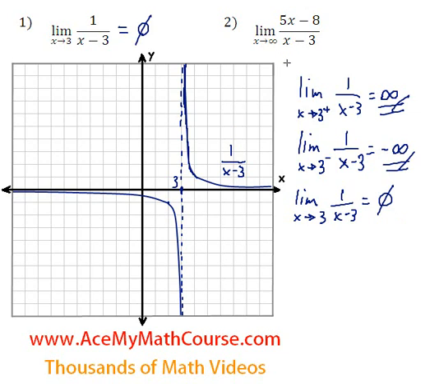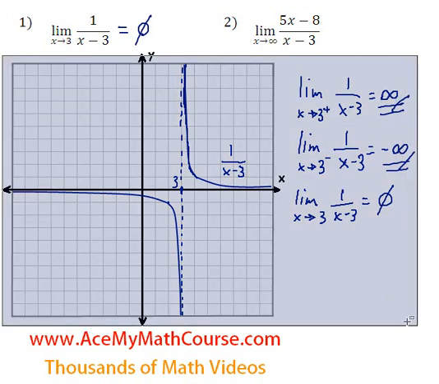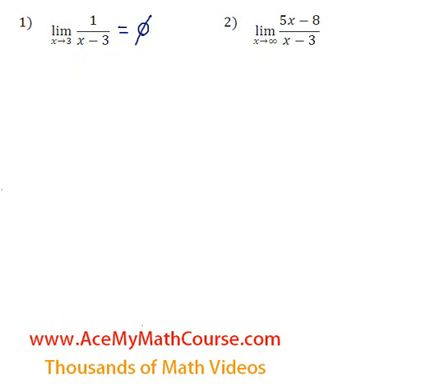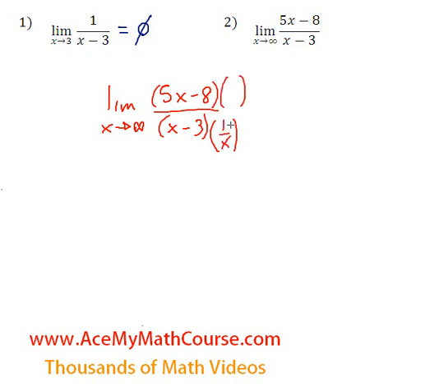Now, how about question 2 though? Let me just give myself some room. This should be quick. There we go. And I won't need to actually graph this to figure out the answer. For the limit as x approaches infinity of 5x minus 8 over x minus 3, what I'll do is multiply the denominator and numerator by 1 over x.